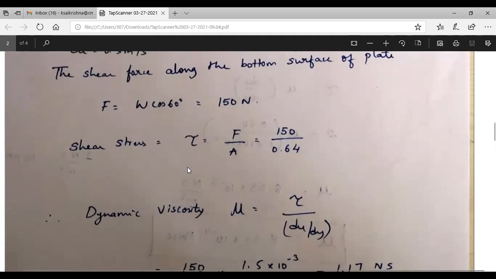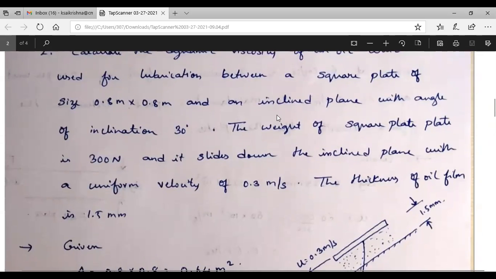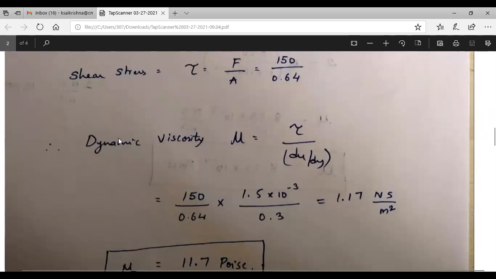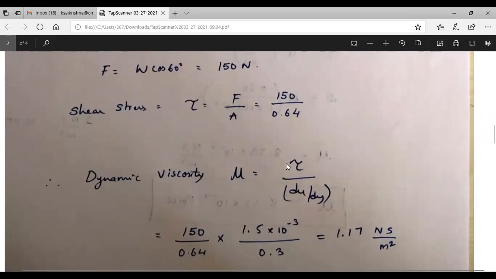Next, what we need to find here, he asked us to find the viscosity, or dynamic viscosity. So directly, write down here, the dynamic viscosity of oil, mu equal to tau by du by dy. The formula you already know. Mu equal to tau by du by dy. We already have the tau value, so what we need to find is mu.